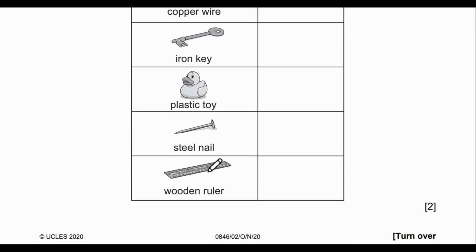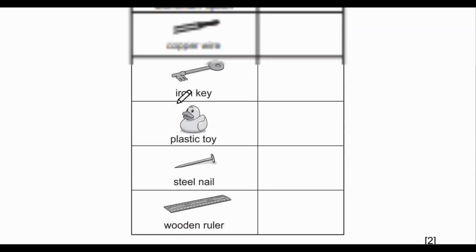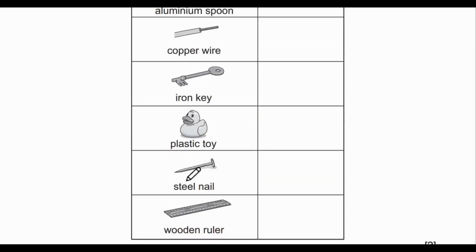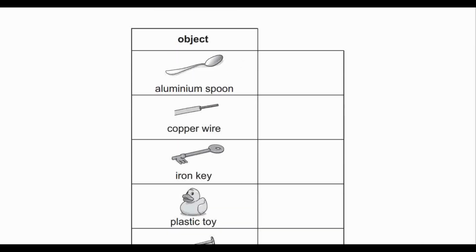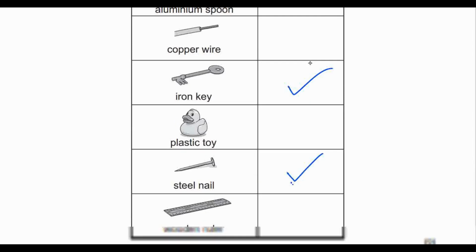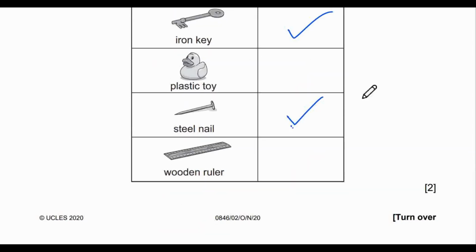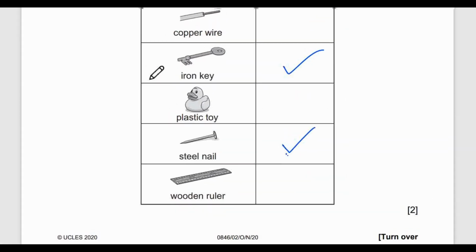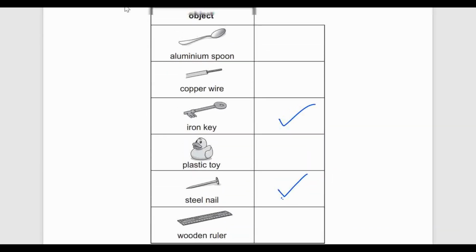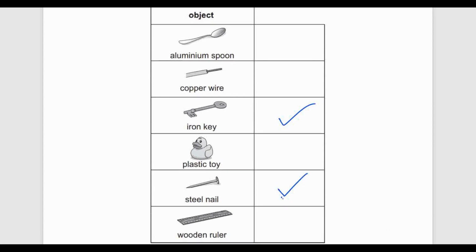Take 2. Wood will not be attracted to a magnet. Plastic will not be attracted to a magnet. Copper will not be, and aluminum will not be. So we have 2 answers: iron key and steel nail. Next number. Let's move on to the next number.